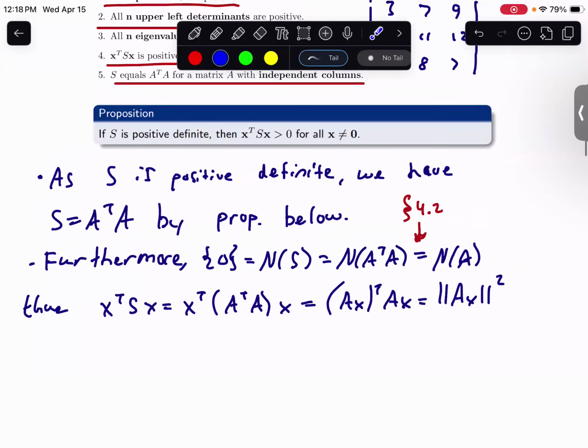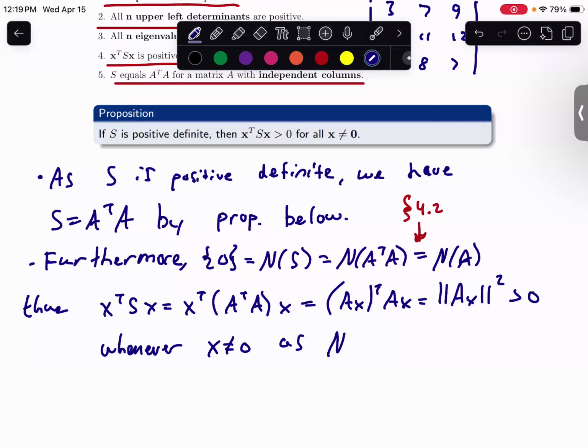And so the goal was we wanted to show that this is going to be greater than 0. And we showed that this ends up being equal to the magnitude squared. So this will be greater than 0 as long as this vector is not 0. And we showed that the null space of A is equal to 0. So the only time A times X is equal to 0 is when X itself is equal to 0. And so this is going to be greater than 0 whenever we have that X is not equal to 0. Because again, the null space is just the 0 vector. So you can say as the null space of A, is this equal to 0?